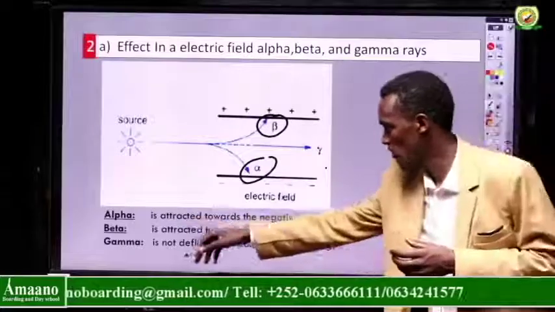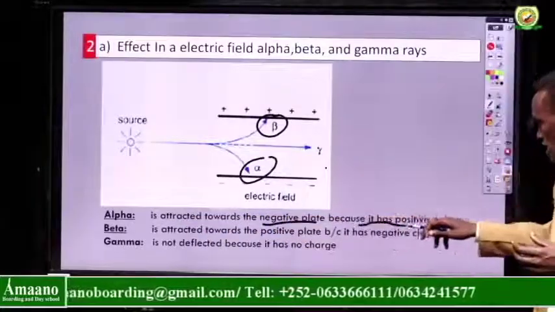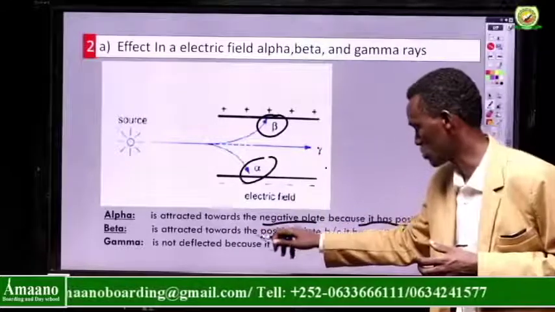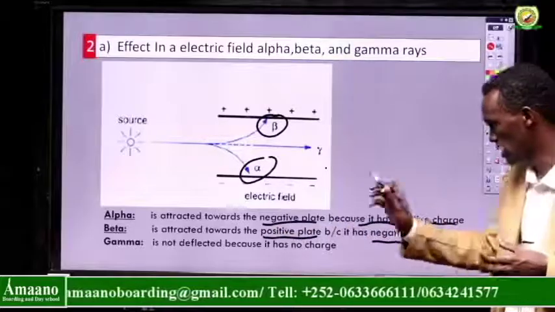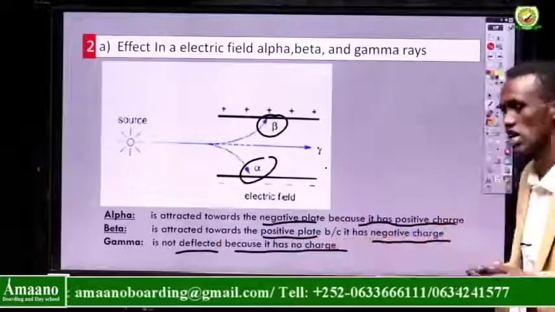Okay, so alpha is attracted towards the negative plate because it has a positive charge. Beta is attracted towards the positive plate because it has a negative charge. Okay, gamma is not deflected because it has no charge.